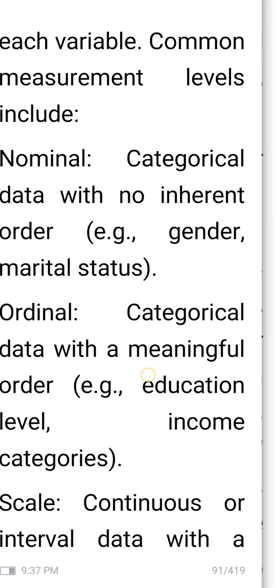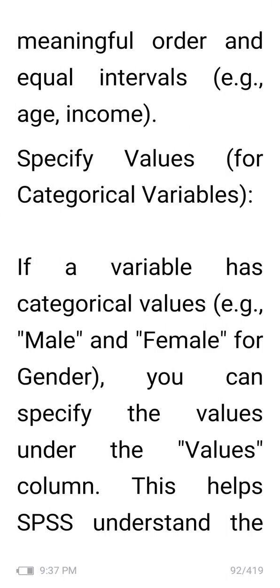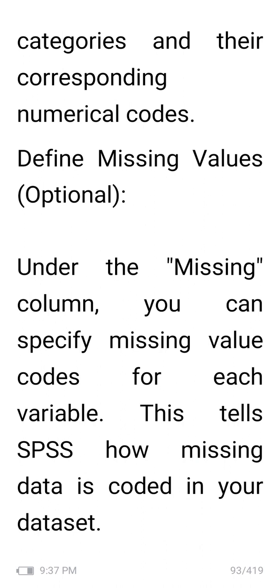Scale: continuous or interval data with a meaningful order and equal intervals, such as age and income. Then specify values for categorical variables. If a variable has categorical values, like male and female for gender, you can specify the values under the values column. This helps SPSS understand the categories and their corresponding numerical codes.